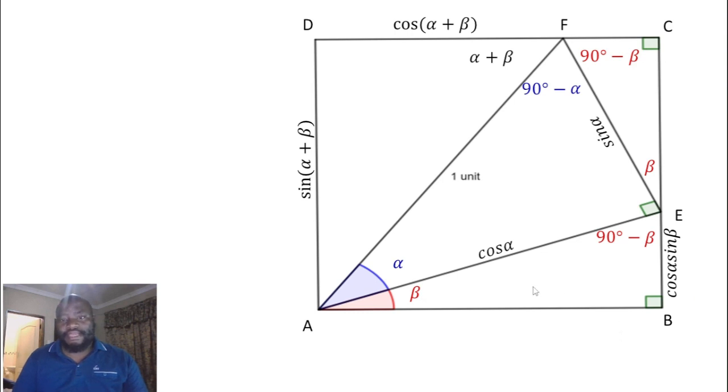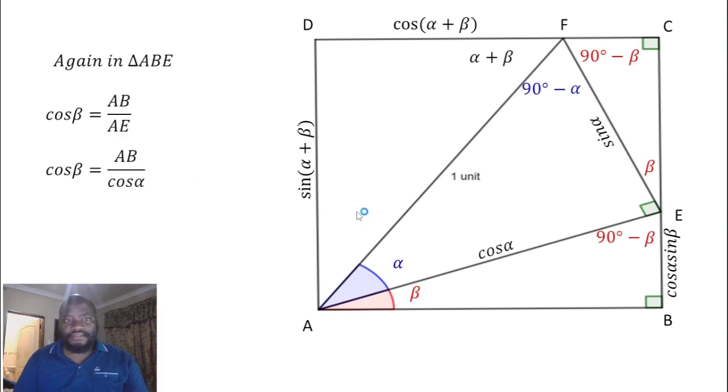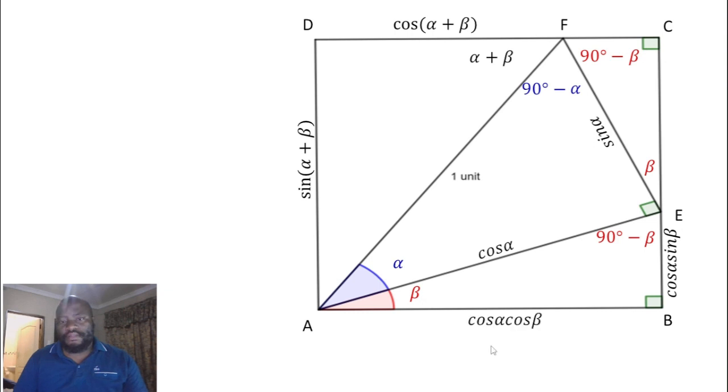Now we come again to triangle ABE. What is cos of beta? Cos of beta will be the adjacent side divided by the hypotenuse. So that's AB over AE. Substituting our AE, since we already have it, we get cos beta equals AB over cos alpha. Multiplying both sides by cos alpha, we get AB equals this. Then we will bring our cos alpha plus beta here, and cos alpha cos beta here.